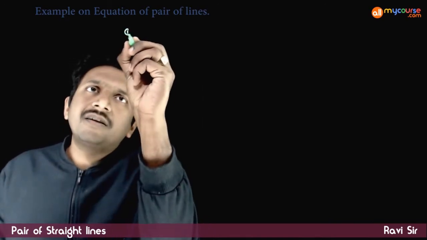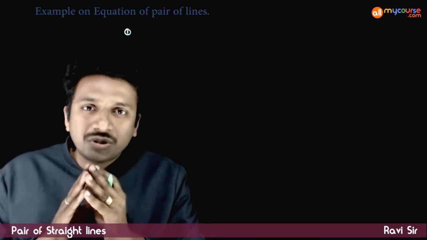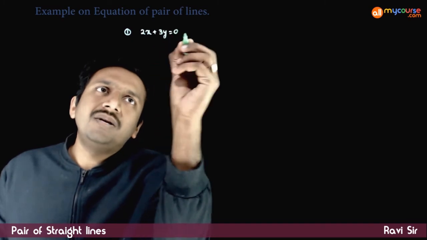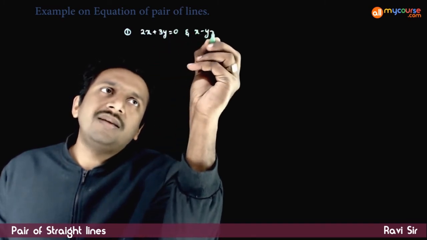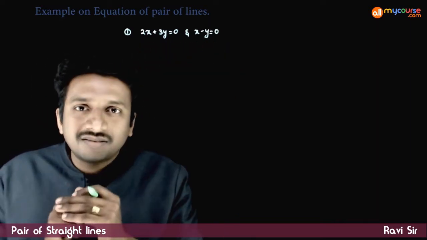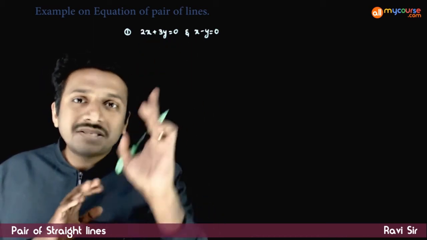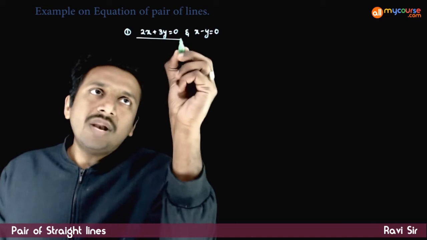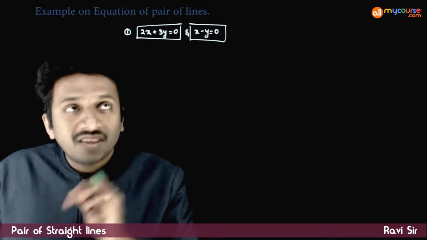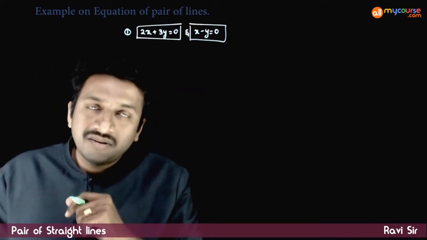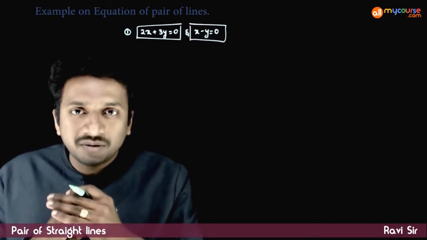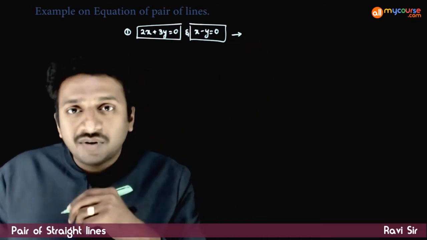First, what is the combined equation of the lines 2x plus 3y is equal to 0 and x minus y is equal to 0? As you can see, I have taken two special lines. These are lines passing through origin. If both lines pass through origin, the constant term in the first equation and the second equation are both equal to 0. So let us see how the combined equation looks.